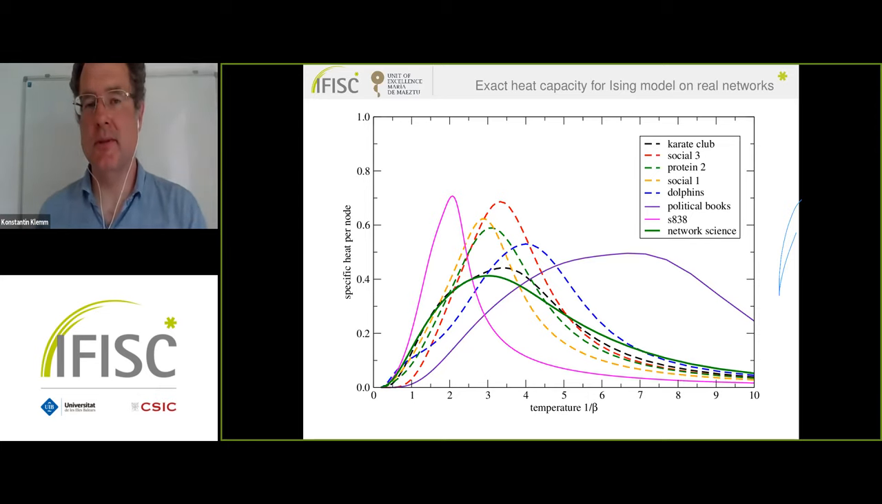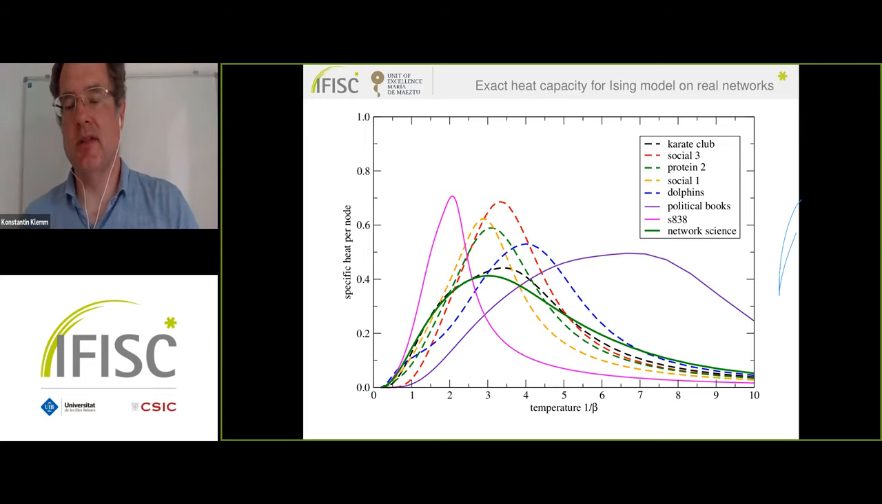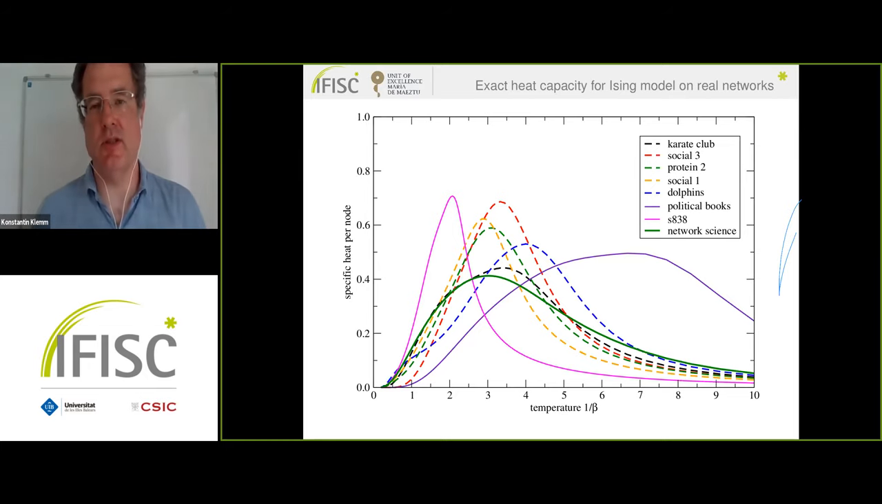So now when you extract the maximum here, you have an exact estimate of where the finite version of the transition point is. So the maximum of the heat capacity as a transition point. And for instance, with this political books network, it's interesting that this is so much smeared out here, so to speak. That's probably because of the strong community structure in that network.